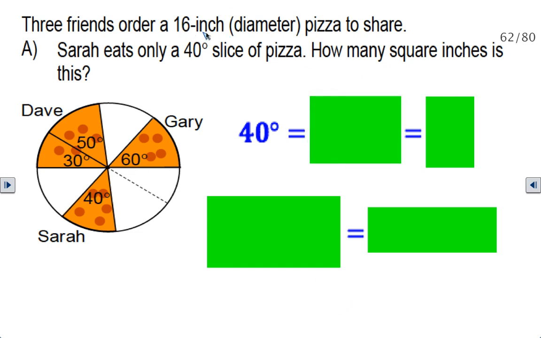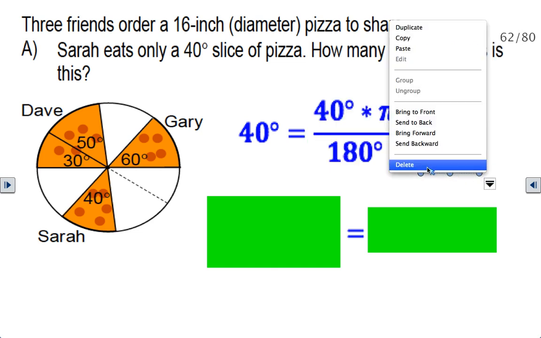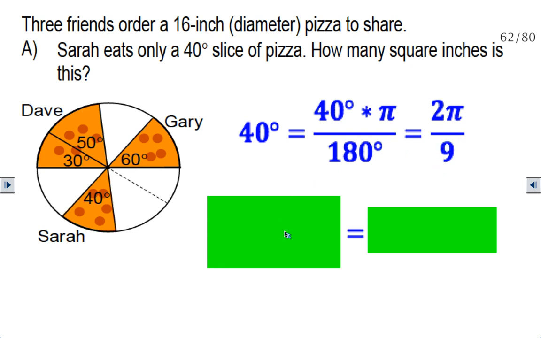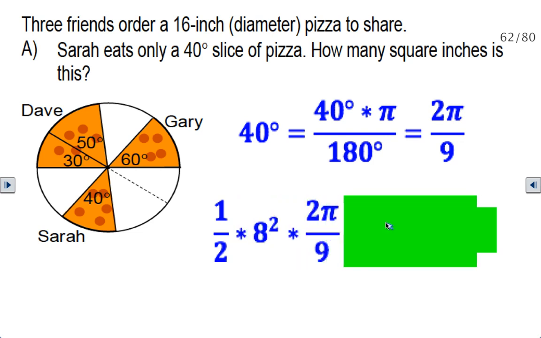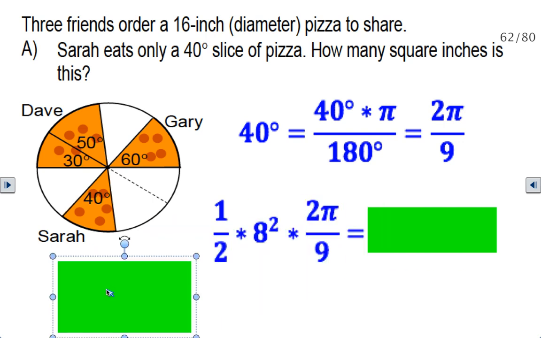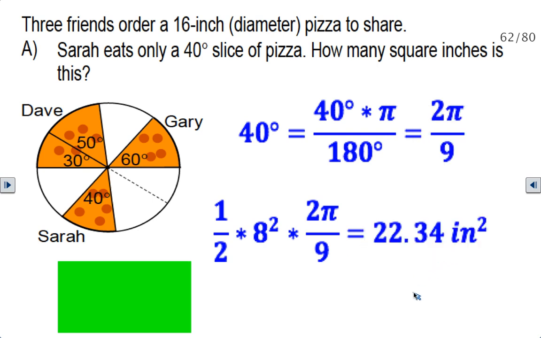So the diameter is 16. Don't forget in the equation you need the radius. We also need to change from degrees to radians. So 40 degrees, multiply that by pi, divide by 180. That will reduce really nicely to 2 pi over 9. To find the area of a sector, it's 1/2 times the radius squared times your angle in radians. So that's how you set it up. Plug everything into the calculator, push enter. The calculator tells you it's 22.34 inches squared.